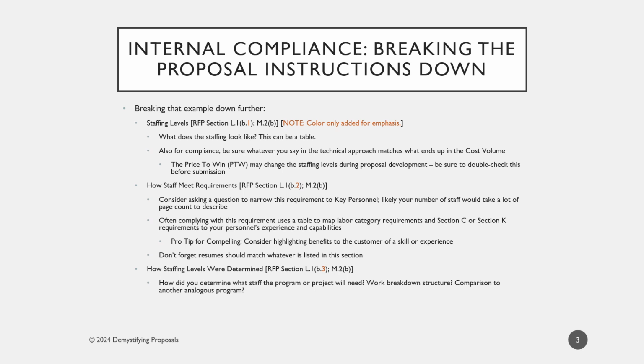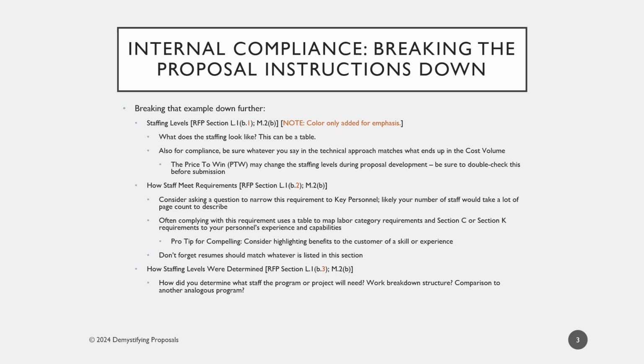And then if Section K or Section H, whichever has the key personnel requirements, has additional requirements, then you want to make sure that you include all of that information in your table. It's a very easy way to show that your staff meet the requirements.